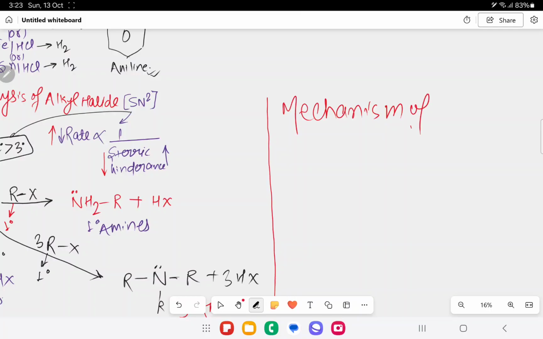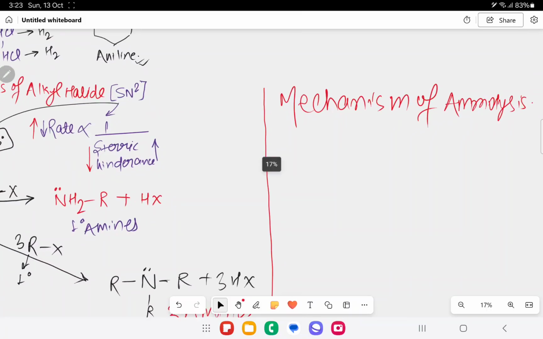Mechanism of ammonolysis. And if I make the video like this, then I am thinking that I am able to complete the whole topic in very little time.